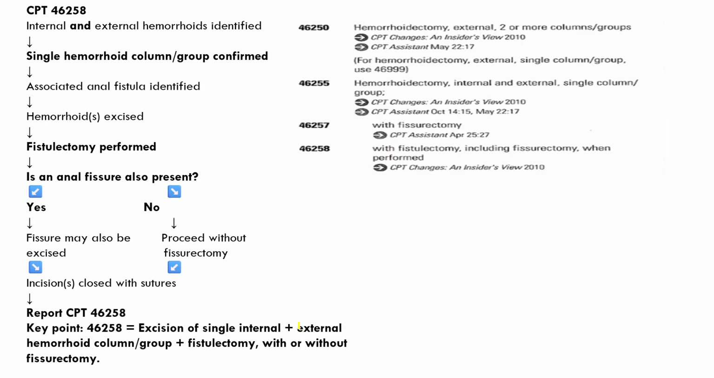Okay, next we have CPT 46258. So along with the fissurectomy earlier, here he is doing fistulectomy. Do you remember fistulectomy, where he is removing the fistula? So he will remove the fistula, including the fissurectomy. If he also performs fissurectomy, that is included in the fistulectomy. So that we have for 46258.